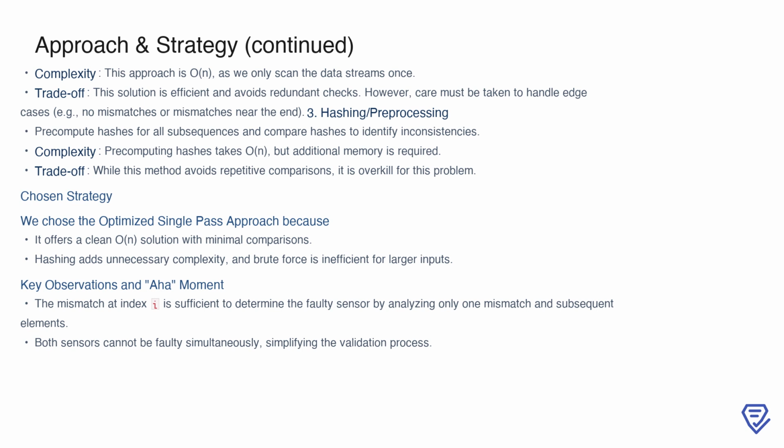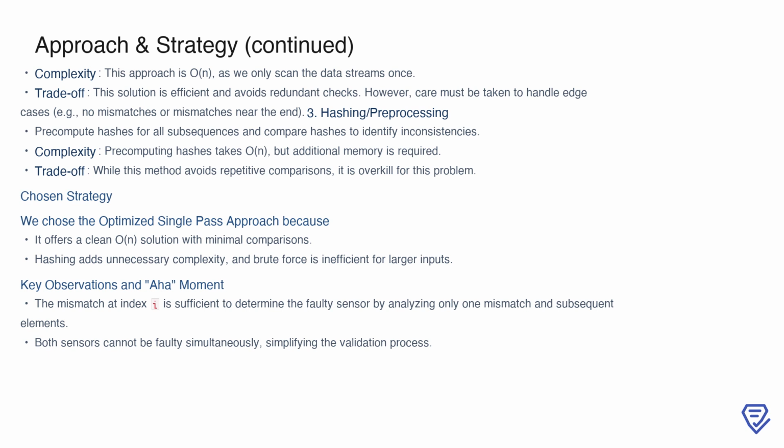After weighing the options, the optimized single-pass approach stands out as the best fit for this problem. It achieves an O(n) solution with minimal comparisons, striking a balance between efficiency and simplicity. Pre-computing hashes would add unnecessary complexity, and the brute force method is too slow for larger datasets.